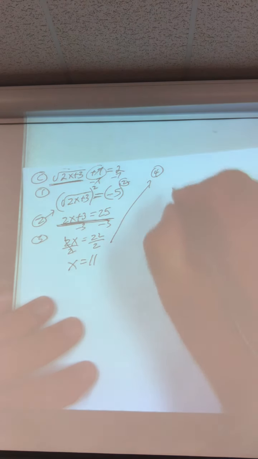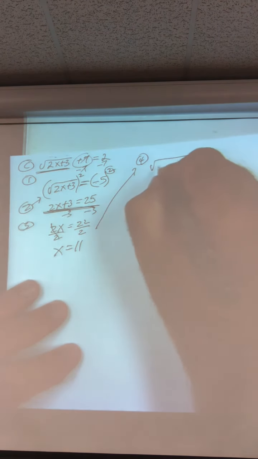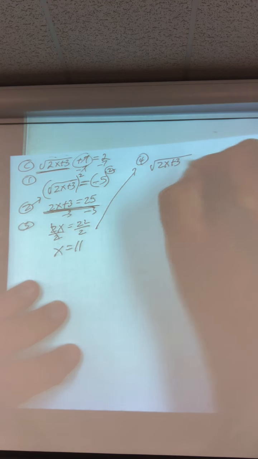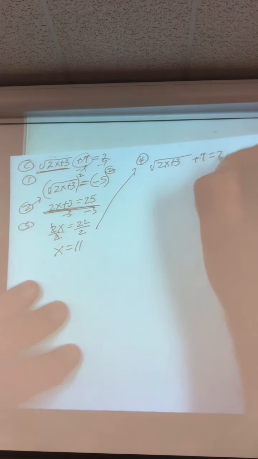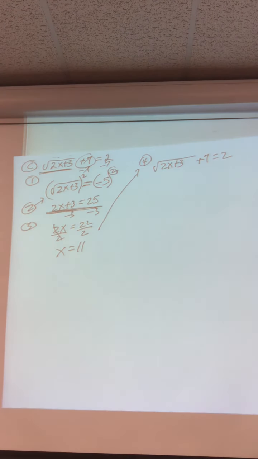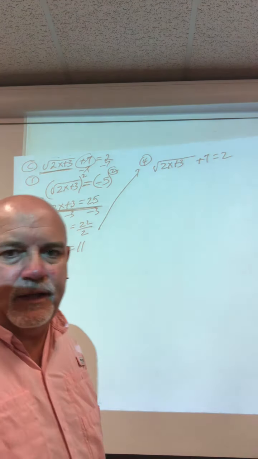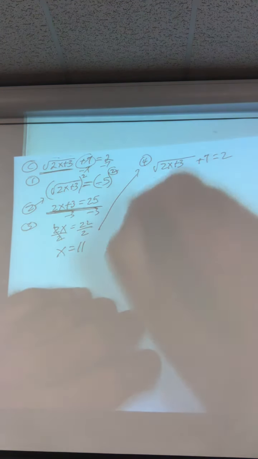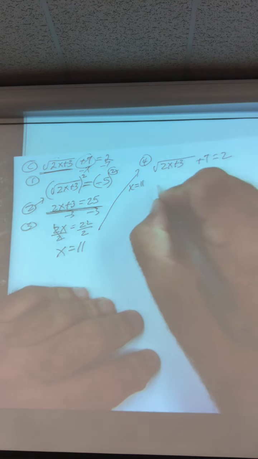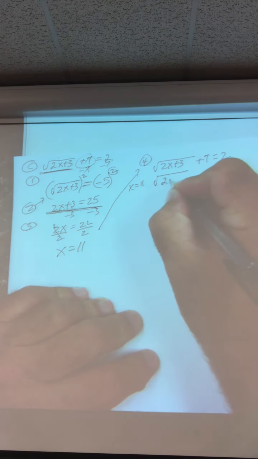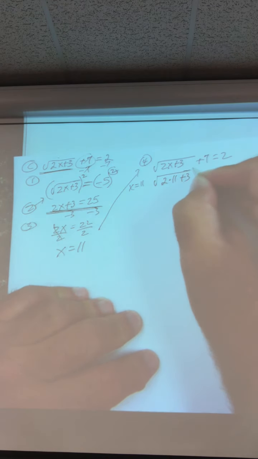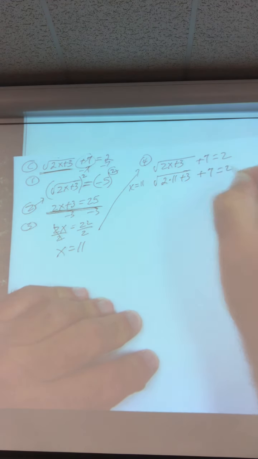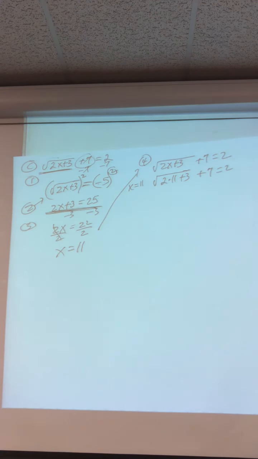Now, when I check it, where do I check it? Back in the original problem. So I'm going to write the original problem back down just like it was. Make sure you got all that. Now I'm going to let x be 11. So I've got square root of 2 times 11 plus 3, plus 7 equals 2. Let me say again, don't subtract that 7 across. Don't move anything. Do the math.